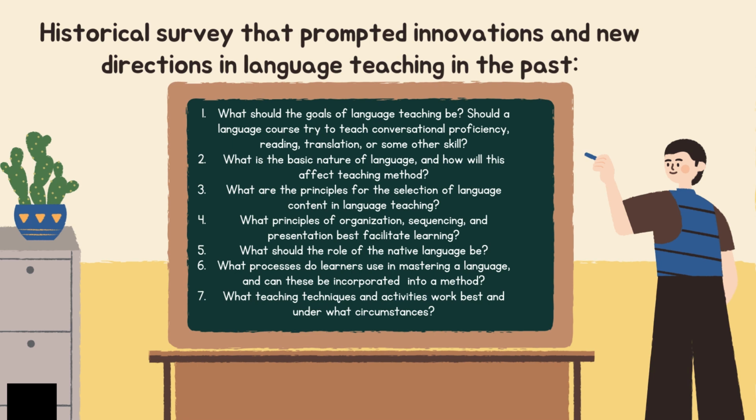Number 5, what should the role of the native language be? And 6, what processes do learners use in mastering a language, and can this be incorporated into a method? And 7, what teaching techniques and activities work best and under what circumstances?